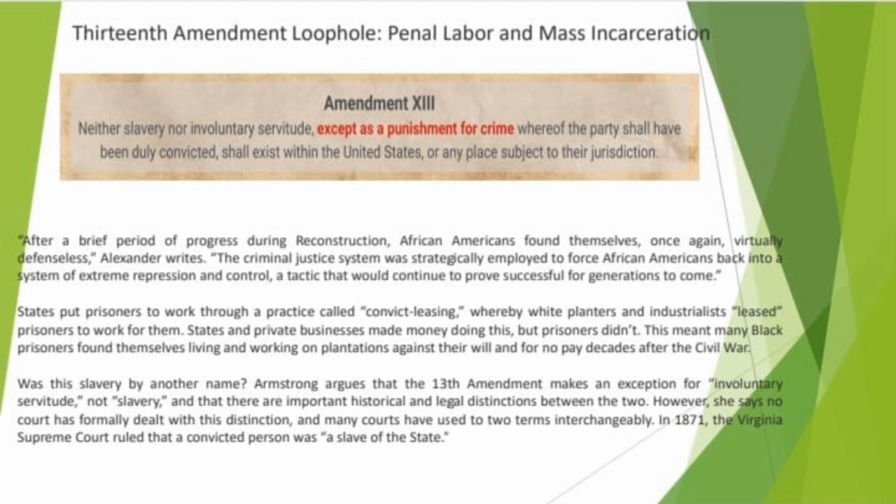Armstrong argues that the 13th Amendment made an exception for involuntary servitude, not slavery, and that there are important historical and legal distinctions between the two. However, she says no court has formally dealt with this distinction, and many courts have used the two terms interchangeably. In 1871, the Virginia Supreme Court ruled that a convicted person was a slave of the state.